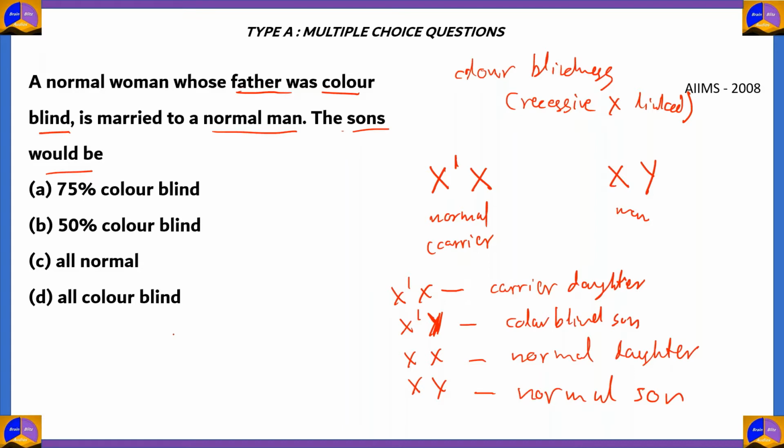So now we have 2 sons, XY and X-Y. So what it means is that there are 2 variations for the genotype of the sons. So 50% will be normal, while 50% will be colorblind. So the sons would be 50% colorblind. Option B is the right answer, because 1 out of the 2 cases is colorblind. So that is 50%.